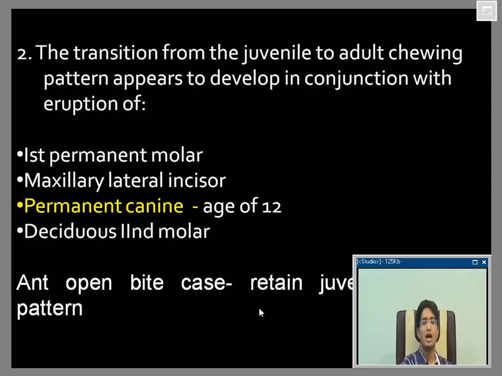Okay, so at the eruption of the canine at age of 12 years, this transition between the juvenile and the adult pattern occurs. If a patient has an open bite, they will retain the juvenile chewing pattern, because the canine is placed improperly, and due to the open bite position it is not able to go for an adult chewing pattern.